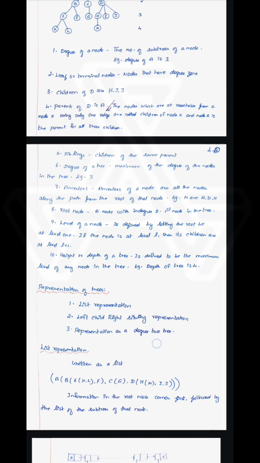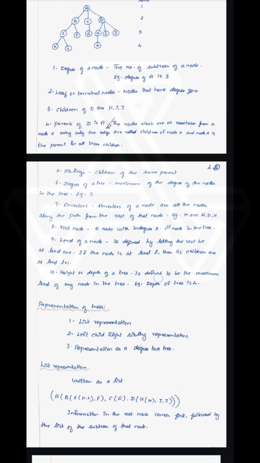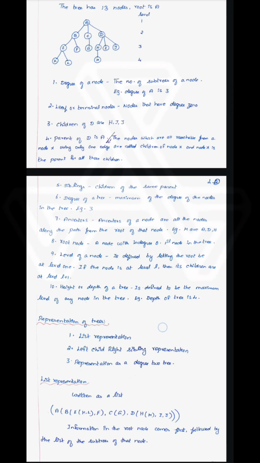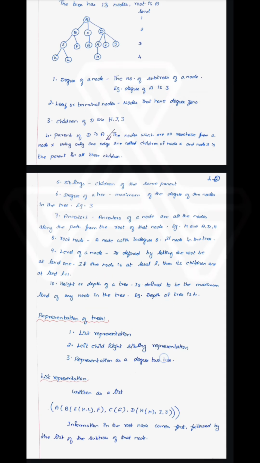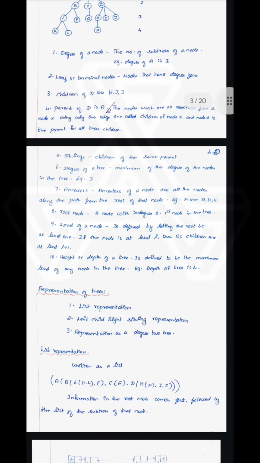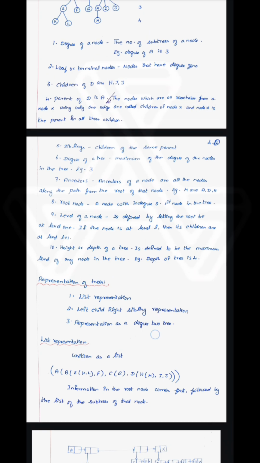Leaf or terminal nodes are nodes that have degree 0. Children of D are H, I, J. Parent of D is A. The nodes which are all reachable from node X using only one edge are called children of node X, and node X is the parent of all those children. Siblings are children of the same parent. Degree of the tree is the maximum of the degrees of the nodes in the tree.